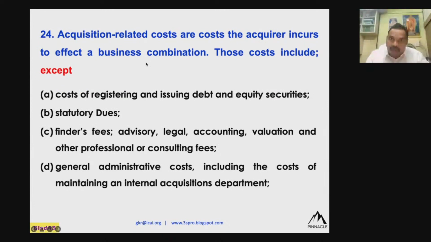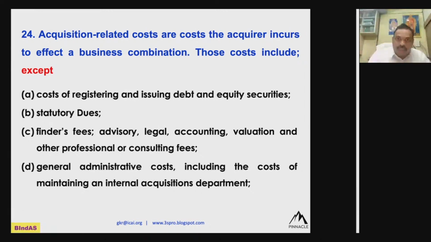Acquisition related costs are costs the acquirer incurs to effect the business combination. Those costs include, except, the cost of registering and issuing debt, statutory dues, finder fees, advisory, legal, accounting, valuation, other professional, general administrative. Now, all things are there. Cost of registering and issuing debt and security is also there, except statutory dues. Statutory dues is not an acquisition related cost. Just now I showed you that.